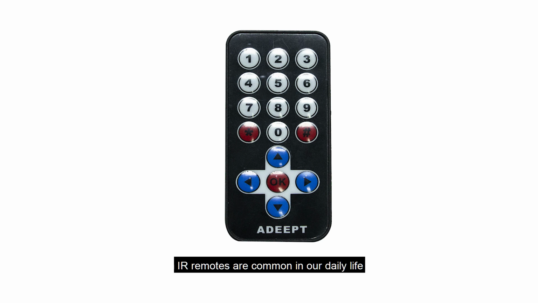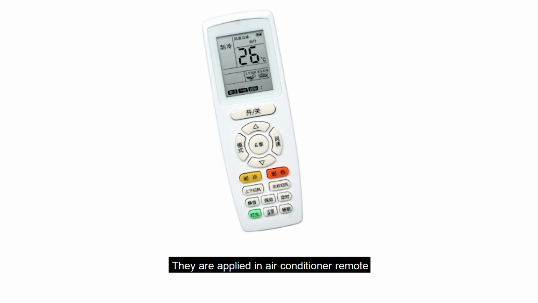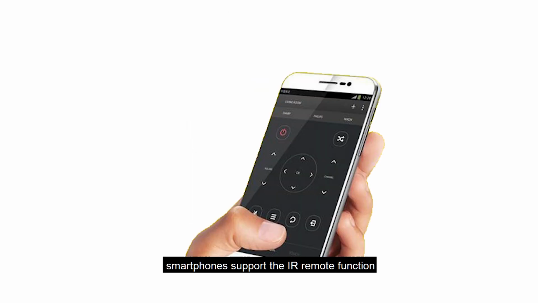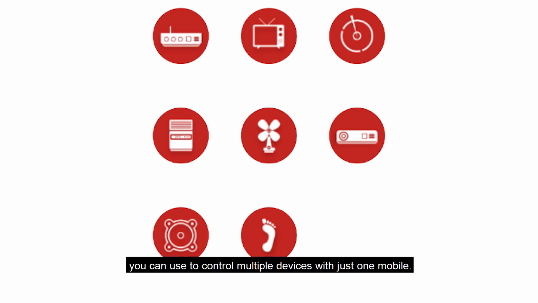IR remotes are common in our daily life. They are applied in air conditioner remotes, TV remotes, etc. Some smartphones support the IR remote function. You can use one mobile to control multiple devices.